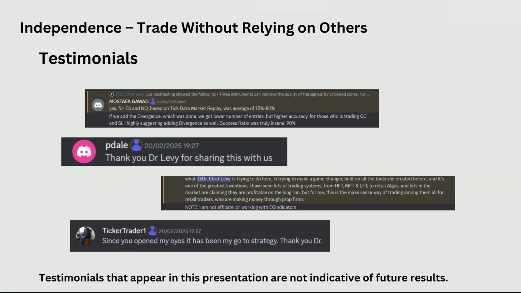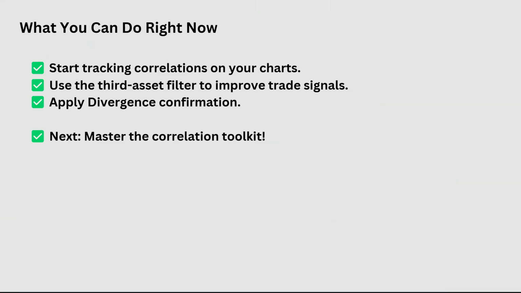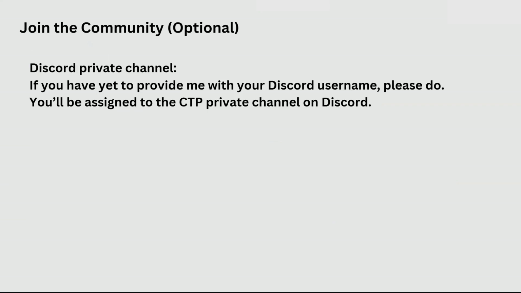Some traders who struggled with inconsistent results improved after applying this approach. Their win rate improved, their risk was reduced, and their confidence increased dramatically. And now, guys, it's time to take action. Start tracking correlations and apply the third asset filter. In the next lesson, I will show you how to install the correlation toolkit so that you can try it for yourself and take advantage of it.